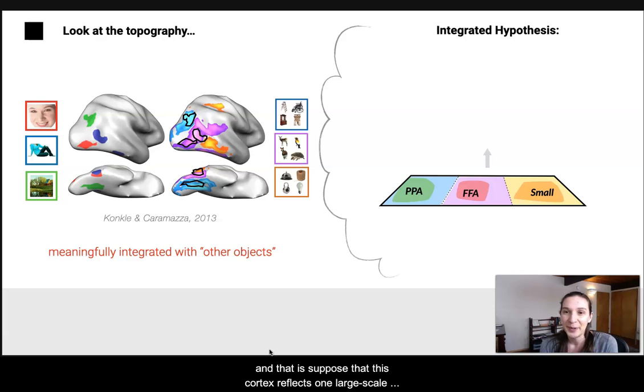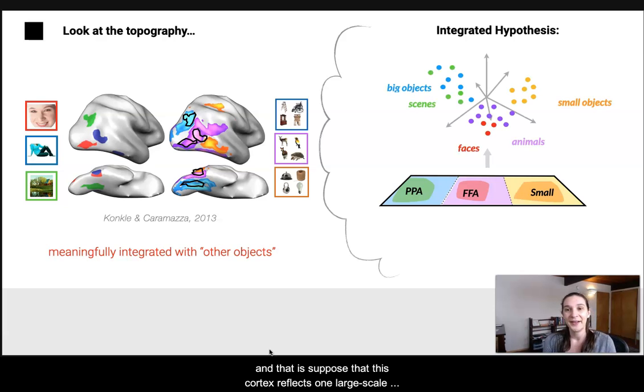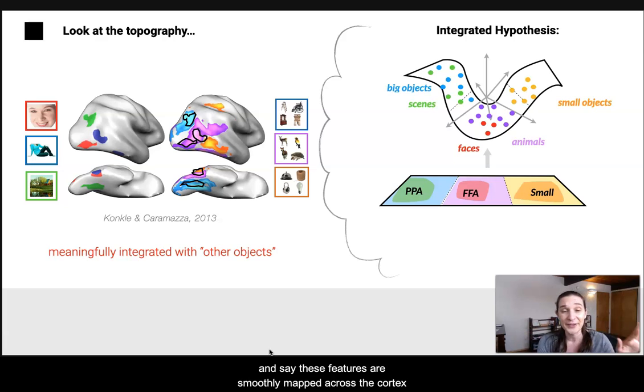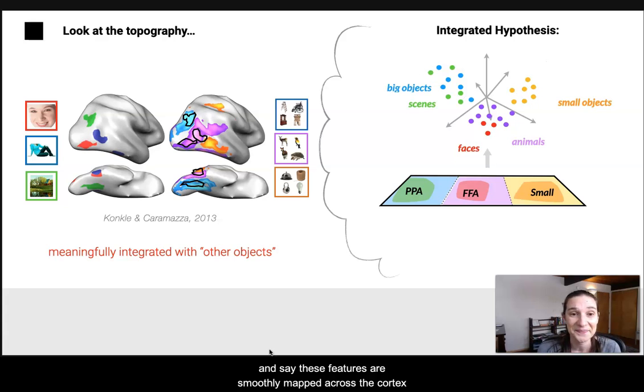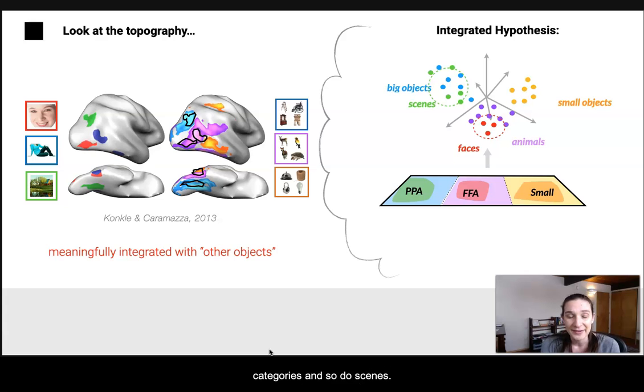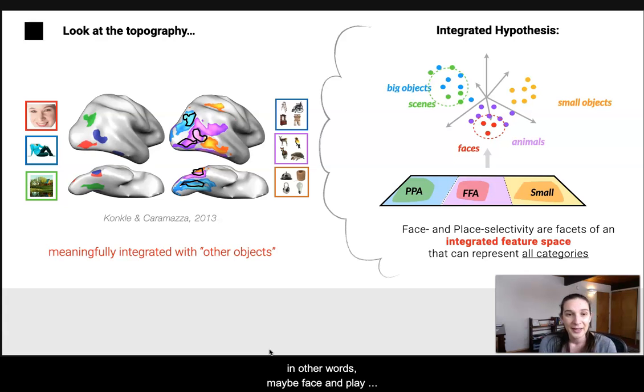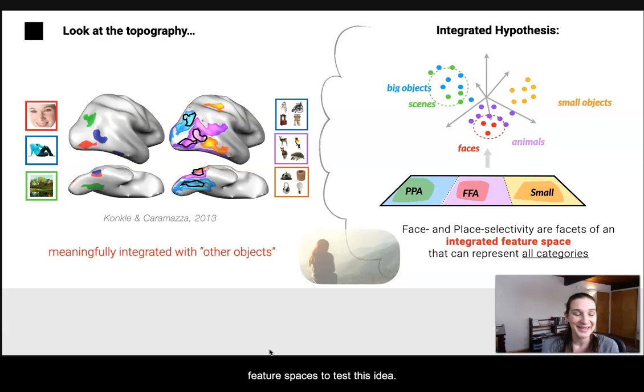And that is, suppose that this cortex reflects one large-scale, integrated set of features, and that is a set of features designed to tell apart all categories from all other categories. And say these features are smoothly mapped across the cortex. Perhaps in this feature space, faces stick out from other categories, and so do scenes. In other words, maybe face and place selectivity are different facets of an integrated feature space that can represent all categories. Sadly, there was no real way to operationalize rich enough feature spaces to test this idea.